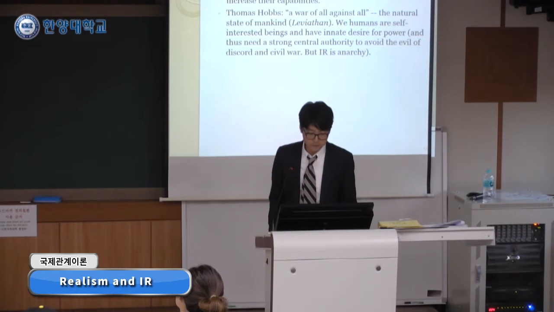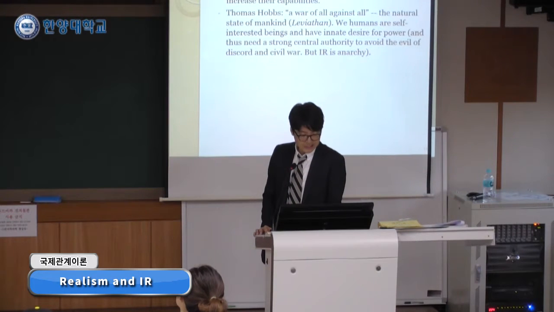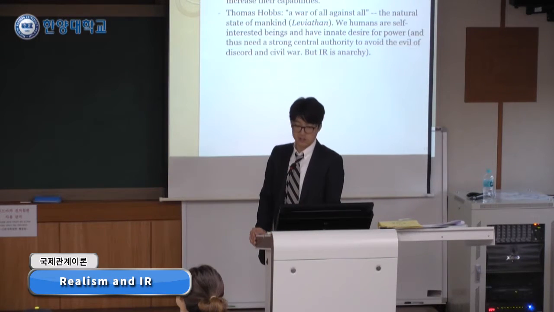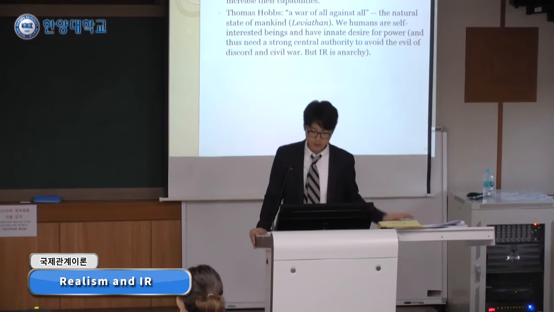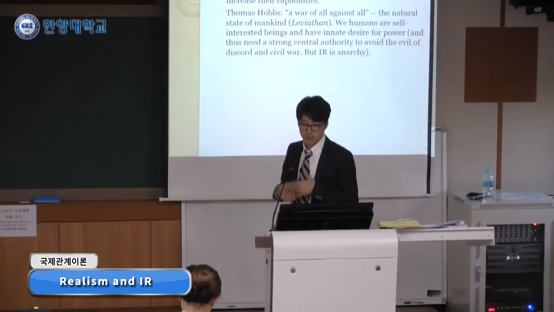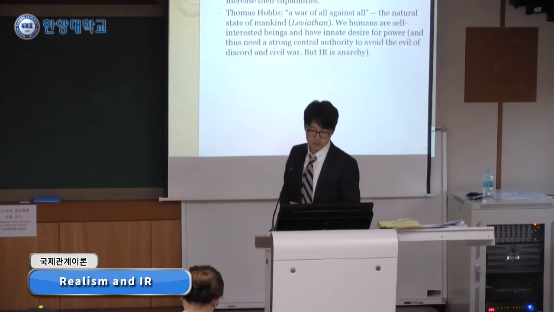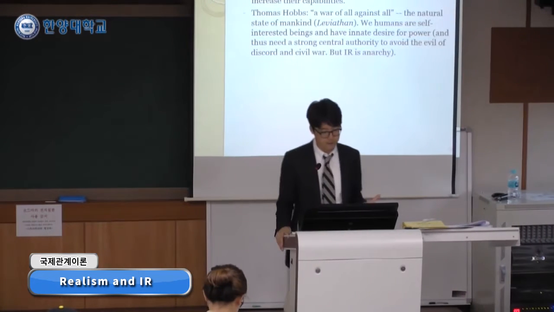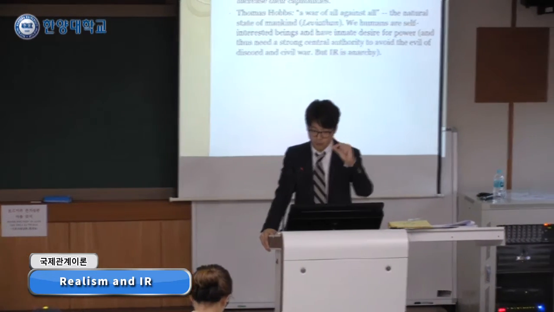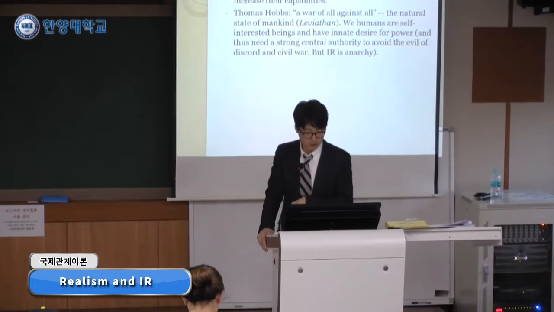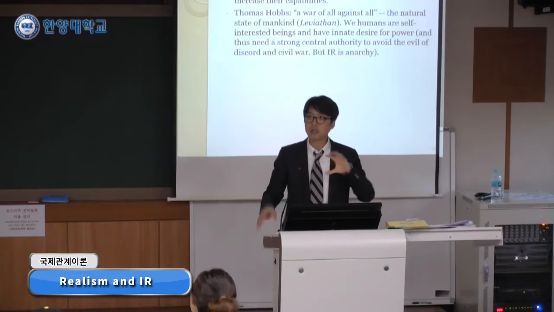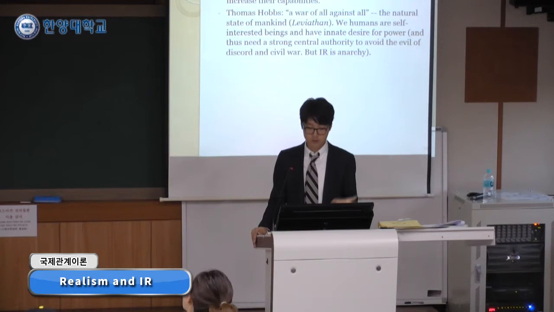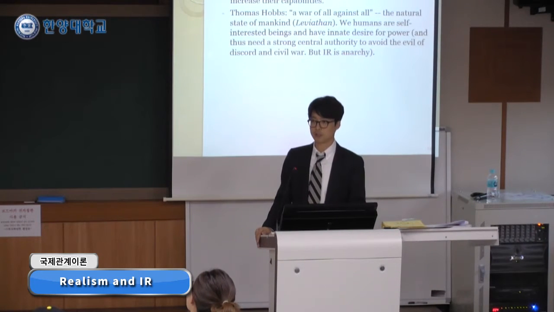So Thomas Hobbes once famously described the natural state of mankind in his book, Leviathan, as a war of all against all. You've heard this a lot, right? So we humans are self-interested beings, and we have an innate desire for more power, to dominate others. So according to Thomas Hobbes, we therefore need a strong central authority to avoid the evil of discord and civil war. But the fact is, in international relations, there is no strong central authority or government.